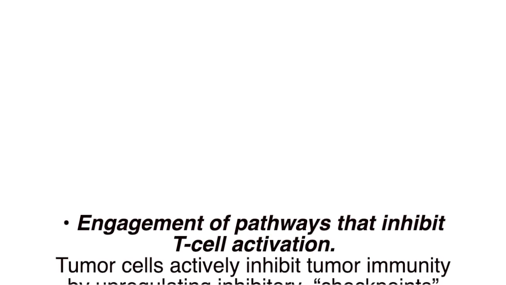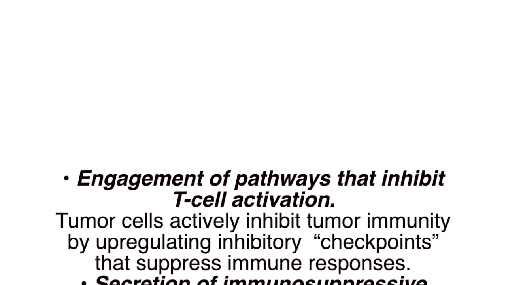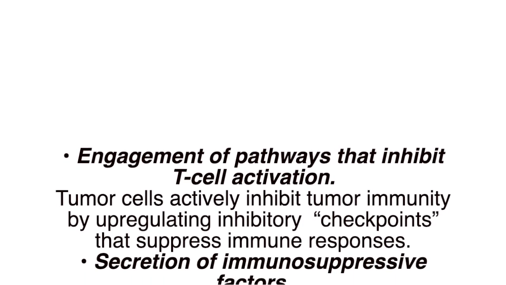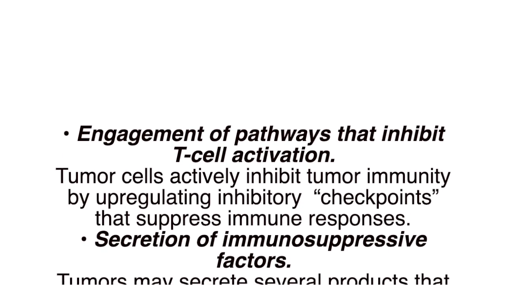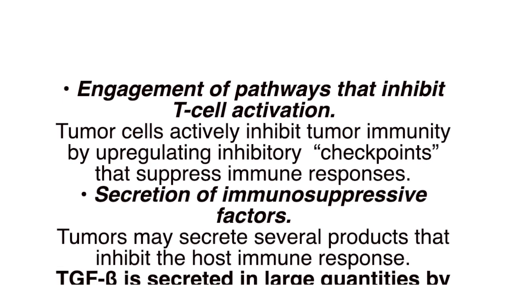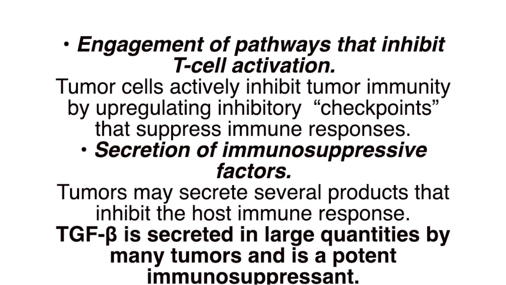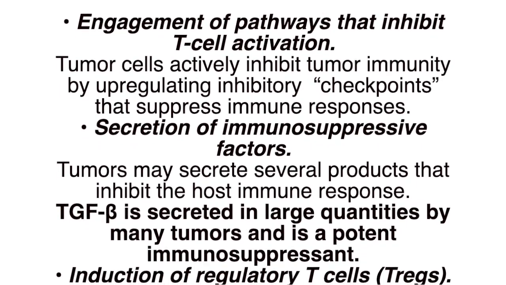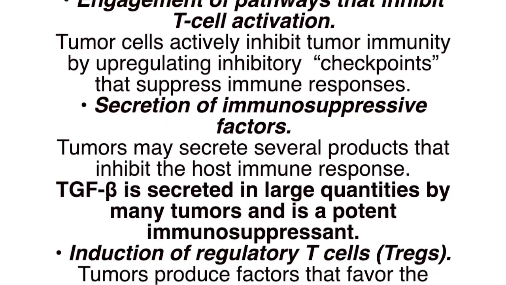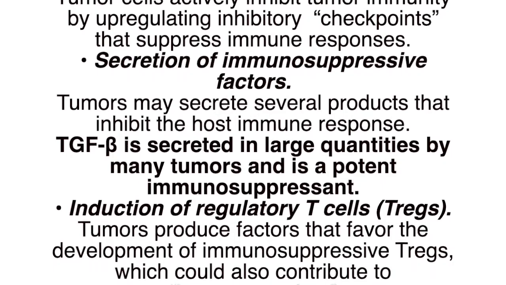3. Engagement of pathways that inhibit T cell activation. Tumor cells actively inhibit tumor immunity by upregulating inhibitory checkpoints that suppress immune responses. 4. Secretion of immunosuppressive factors. Tumors may secrete several products that inhibit the host immune response. TGF beta is secreted in large quantities by many tumors and is a potent immunosuppressant.